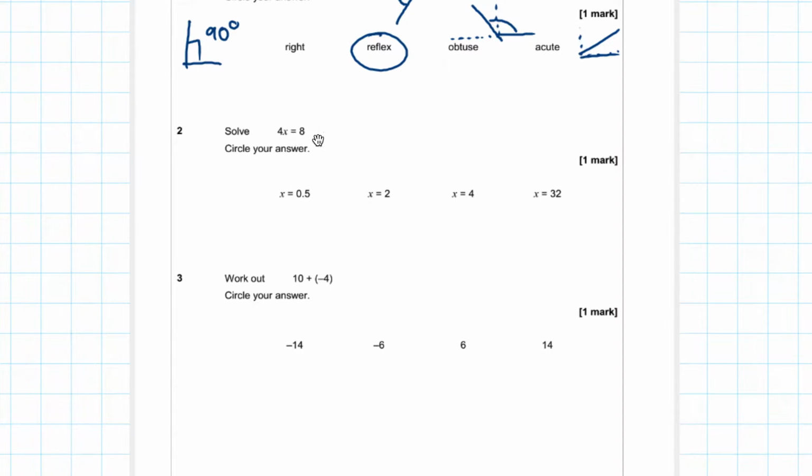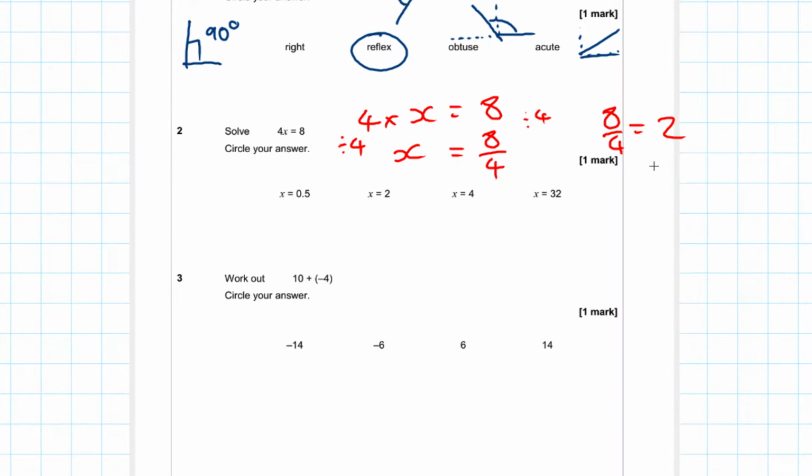Question 2, solve 4x equals 8. So this can be written as 4 times x is equal to 8. And to remove the 4 over, you need to divide both sides by 4. So if you divide the left hand side by 4, you end up with x. And if you divide the right hand side by 4, you end up with 8 over 4. 8 over 4 is equal to 2, because 4 times 2 is 8. So therefore x is equal to 2.